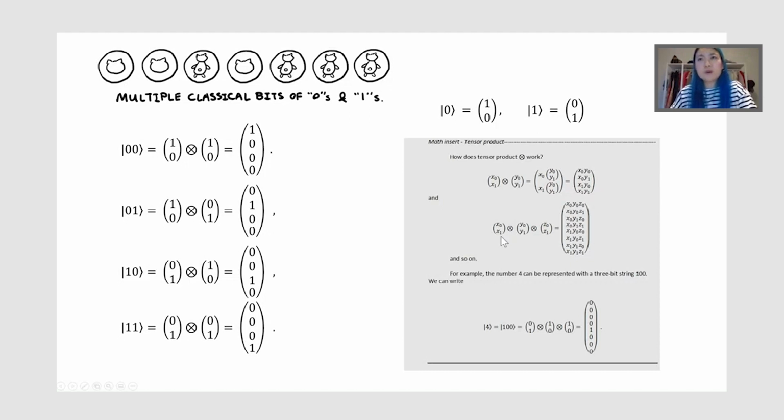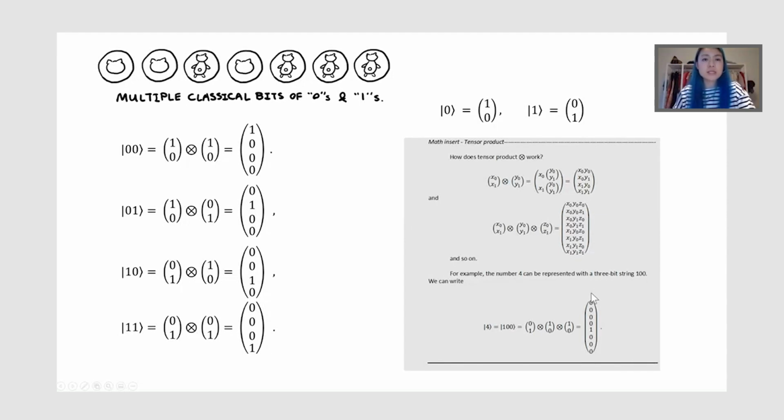If you have multiple bits, you can keep doing the tensor products and writing really long vectors. So say if you have a 4 in binary, you would represent it with 1, 0, 0. So then you would do a tensor product of these 3 bits. Then this is how you would represent a 4 in a vector.